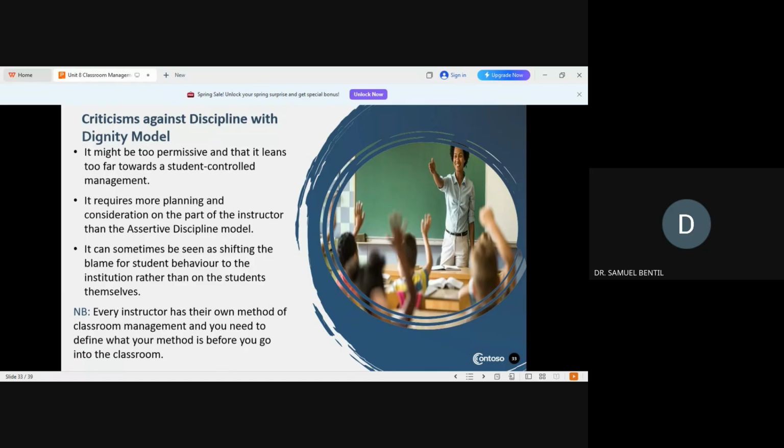Now, people have also criticized this model. They are saying that when you do that, you might be too permissive, and that it leans too far towards student-controlled management. As if everybody says, I want my family to take control, so I'm going to handle classroom management. So you are the teacher. You have to take charge. That's the argument. And this requires more planning and consideration on the part of the instructor than the assertive model.